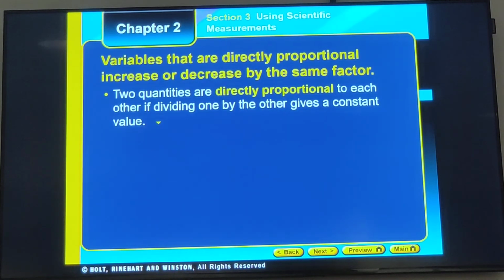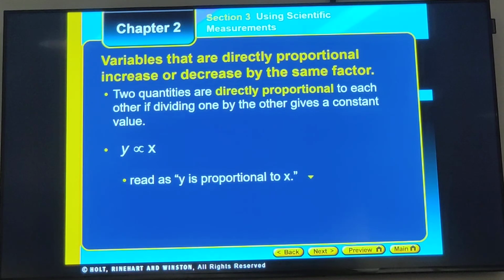So 2 quantities are directly proportional to each other if dividing one by the other will always give you a constant value. Yes? What does proportional mean again? Like in math, if 2 things are proportional, if they change in the same way, like doubling one doubles the other, cutting one in half cuts the other in half, then they are proportional. Directly proportional, because I'm doing the same thing to both.